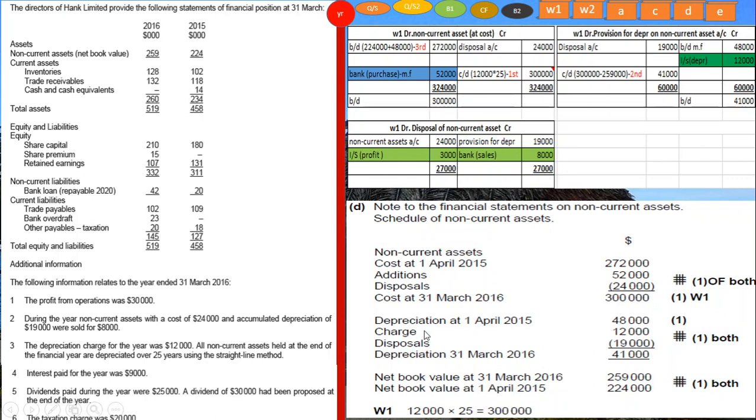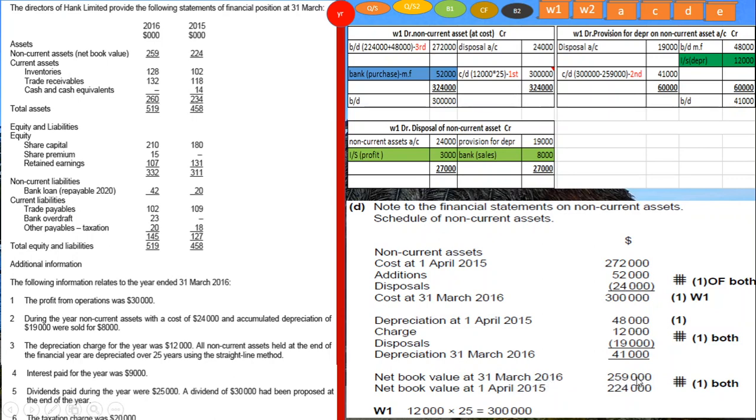Now for depreciation, in the same manner, if you look at provision for depreciation, you need to put your opening balance. The opening balance is 48,000 there, and the provision during the year, this is depreciation charge during the year. You add this, and then you deduct the depreciation on the disposed asset, 19,000. So deduct this, you get depreciation at the year end, 41,000. So then you write net book value at the beginning, that's 31 March 2016. This is at the end, okay. Net book value at the end means 259.